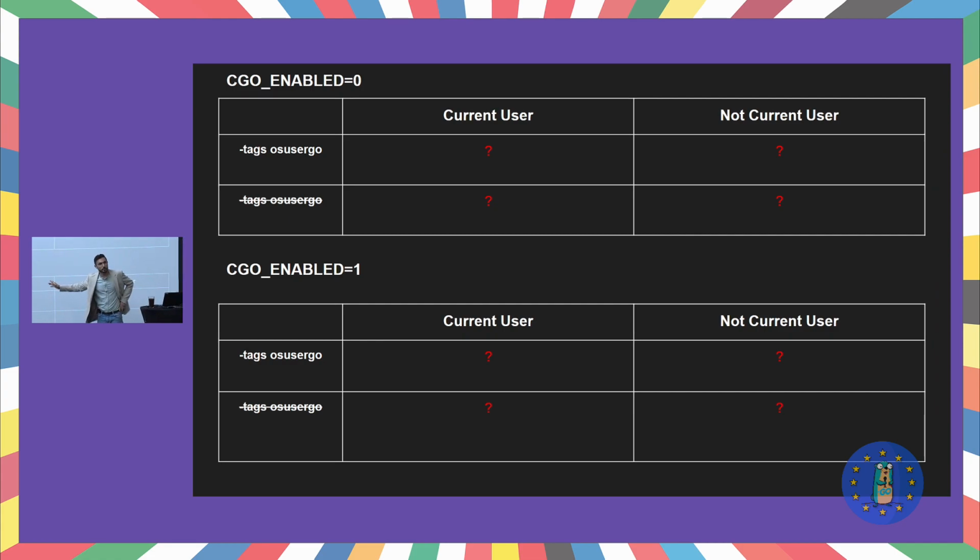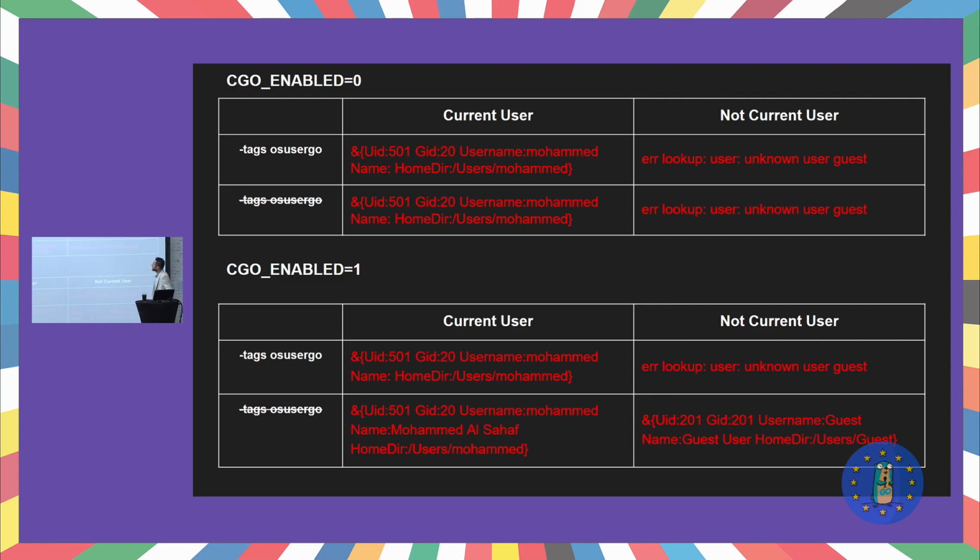Now, we end up with 2 sets of matrices. It's hard for me to do a 3-dimensional matrix in here, so I had to split them into 2. We have a case of current user and not current user. Are we using the OS user Go, the pure Go implementation of the user lookup, or not? Is CGO enabled or not enabled? And you end up looking at this zoo of results. The implementation is kind of a bit consistent when you disable CGO.